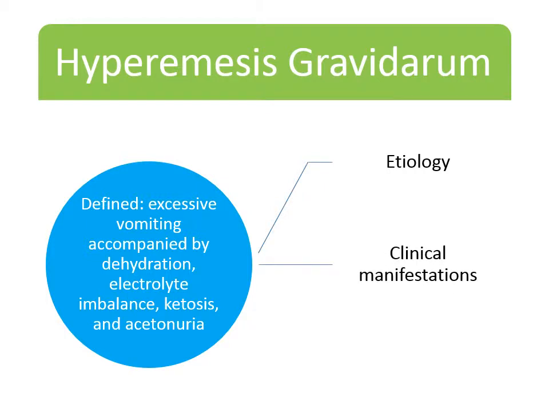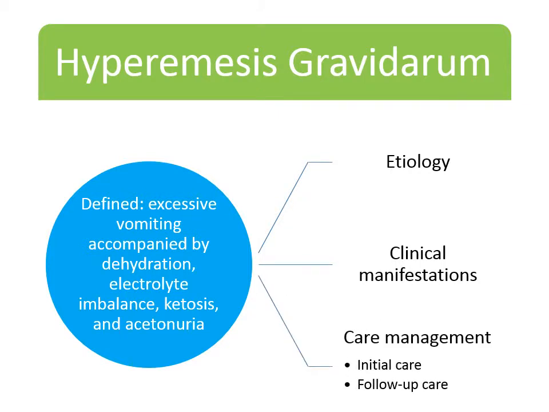Clinical manifestations are weight loss and dehydration. Assessment reveals dry mucous membranes, decreased blood pressure, increased pulse rate, and poor skin turgor. They may be unable to take liquids, even by mouth. Care management includes a complete and thorough assessment to determine the severity of the hyperemesis. A complete description of the frequency, severity, and duration, along with a description of the vomitus, needs to be obtained. Measure weight and vital signs.